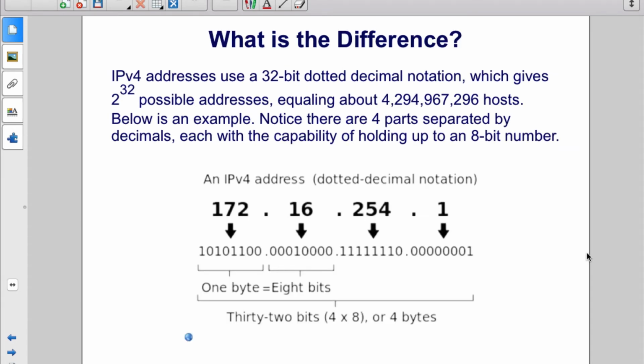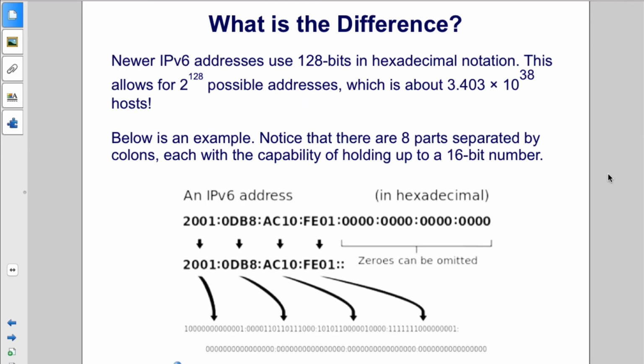IPv4 addresses use a 32-bit dotted decimal notation, which gives 2 to the 32nd possible addresses, equaling about 4 billion hosts. Below is an example. Notice there are 4 parts separated by decimals, each with the capability of holding up to an 8-bit number.